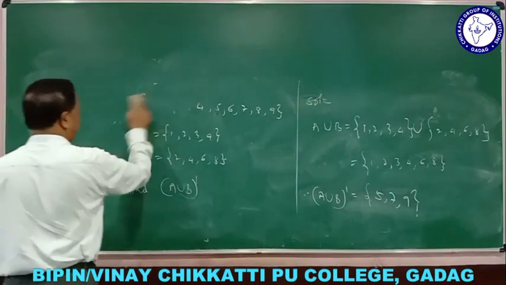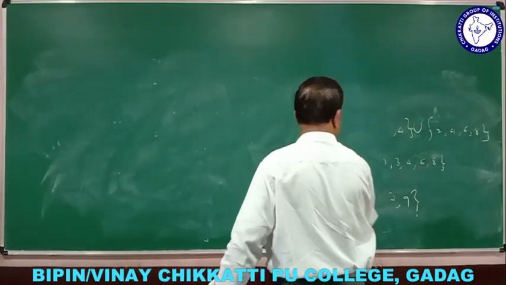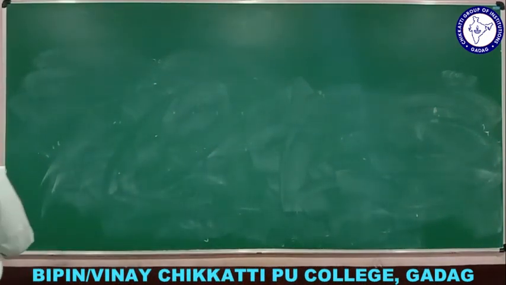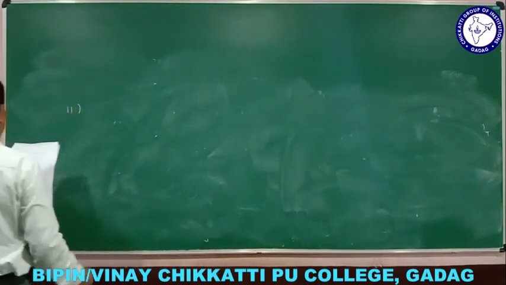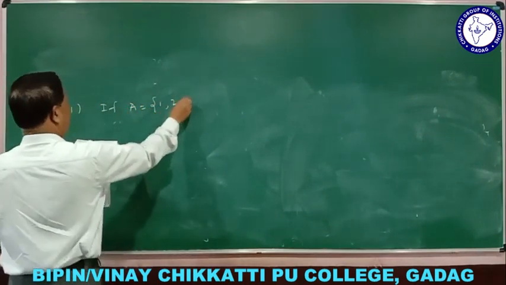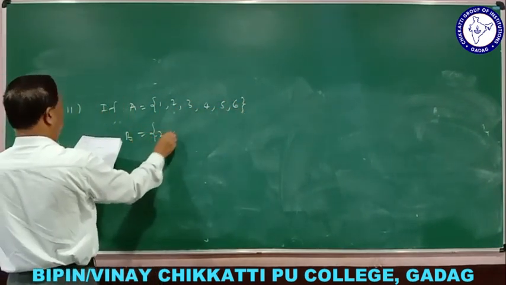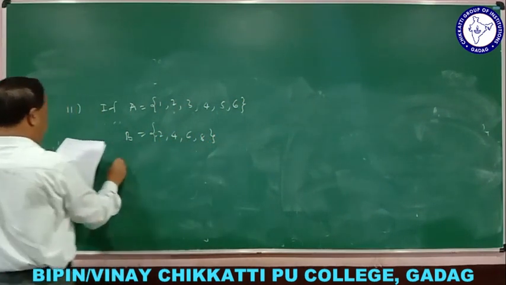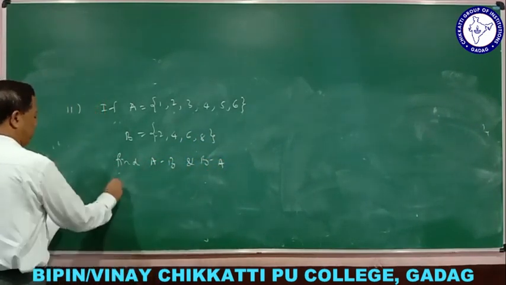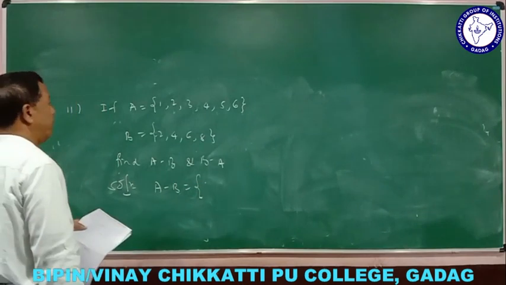Now I'm going to see problem number 11, and see what information is given in the statement, and also write what is required to find out. Number 11: if A is equal to 1, 2, 3, 4, 5, 6, and B is equal to 2, 4, 6, 8, find A minus B and B minus A. The very important point is the difference of two sets. A minus B is the set of only those elements of A which are not in B.